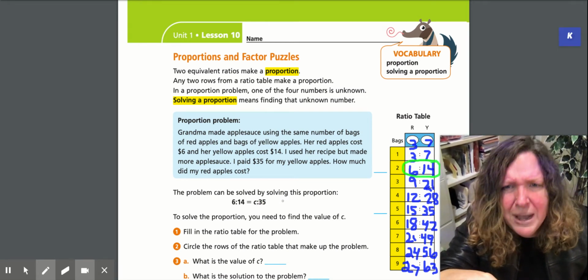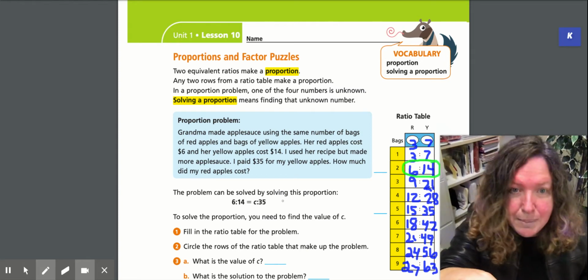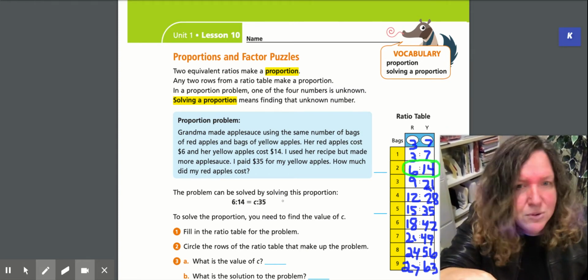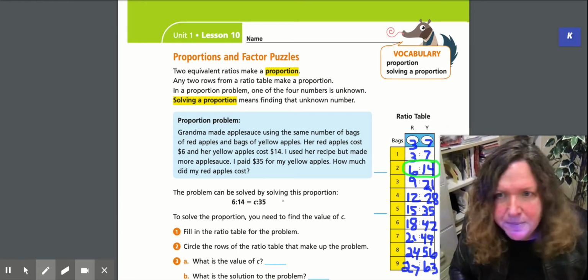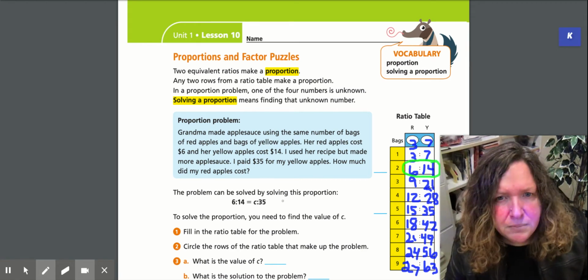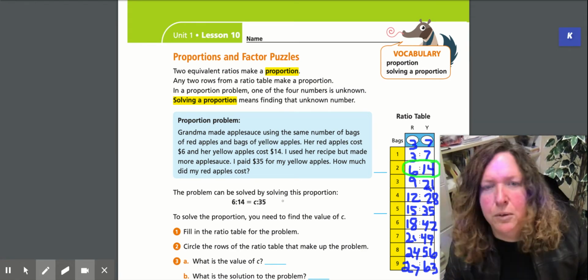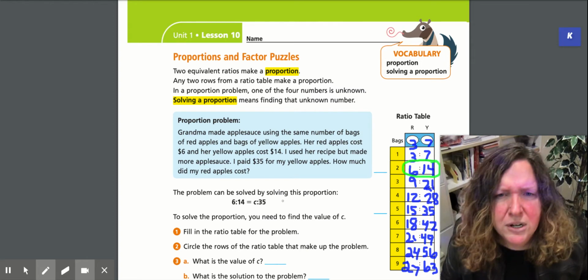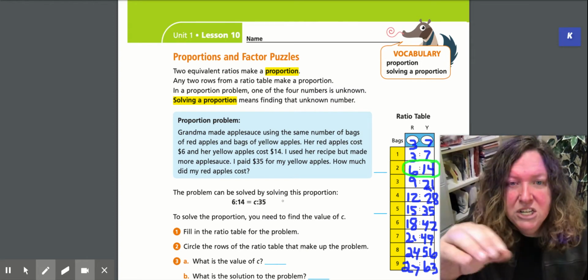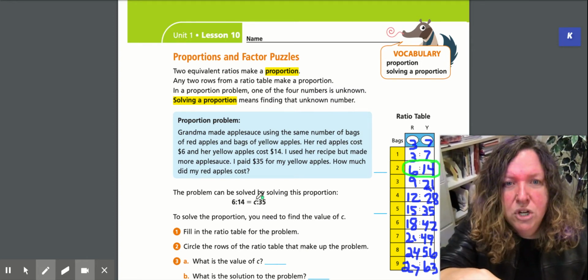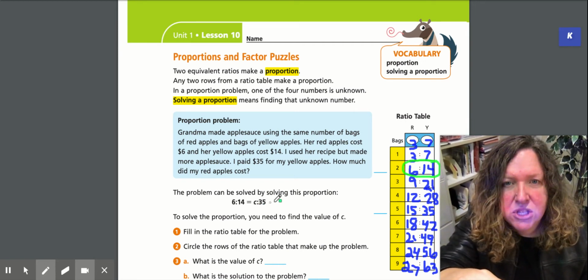Now, I got to tell you, I would have called that A for apples instead of C, but you can use C. Any letter, doesn't matter. In math, you can use any letter you want. I like to use letters that make sense to help me remember what they're about, but they must be talking about cost. Maybe they wanted to use C for the word cost. So the cost of the red apples compared to $35, which is the cost of the yellow.